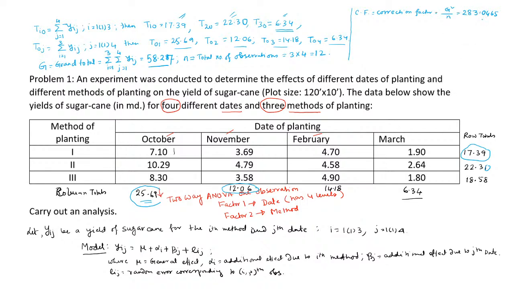1, 2, 3.0465. Please tell me, is it correct or not? Then compute total SS. This is equal to sum over i from 1 to 3, j from 1 to 4, Yij square minus CF. Please tell me this value.